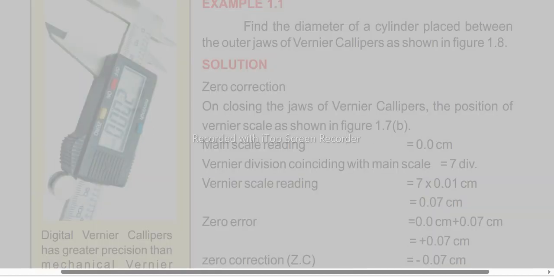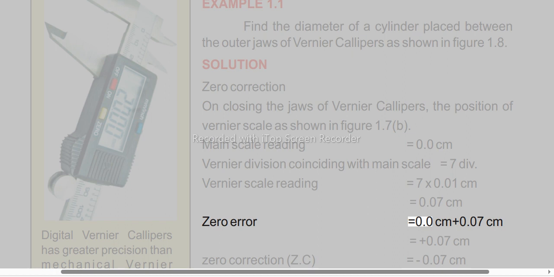Example 1.1. Find the diameter of a cylinder placed between the outer jaws of vernier calipers as shown in figure 1.8. Solution. Zero correction: on closing the jaws of vernier calipers, the position of vernier scale is as shown in figure 1.7b. Main scale reading equals 0 cm. Vernier division coinciding with main scale equals 7 divisions. Vernier scale reading is equal to 7 × 0.01 cm equals 0.07 cm.